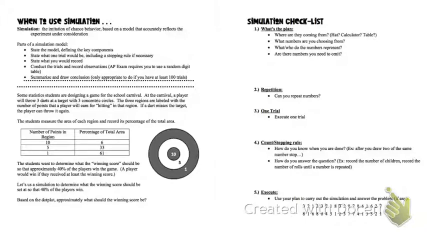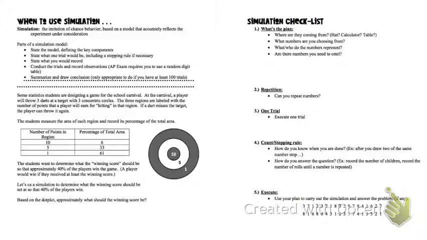The students want to determine what the winning score should be so that approximately 40% of the players win the game. A player would win if they received at least the winning score. And so we're going to create a simulation where we're assigning or having a random. So how would we conduct this simulation? Then we're actually going to execute 3 trials.